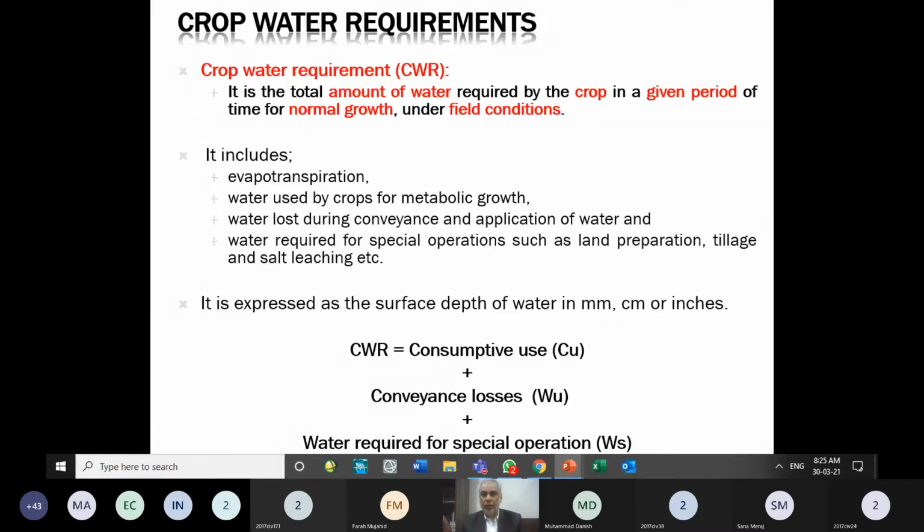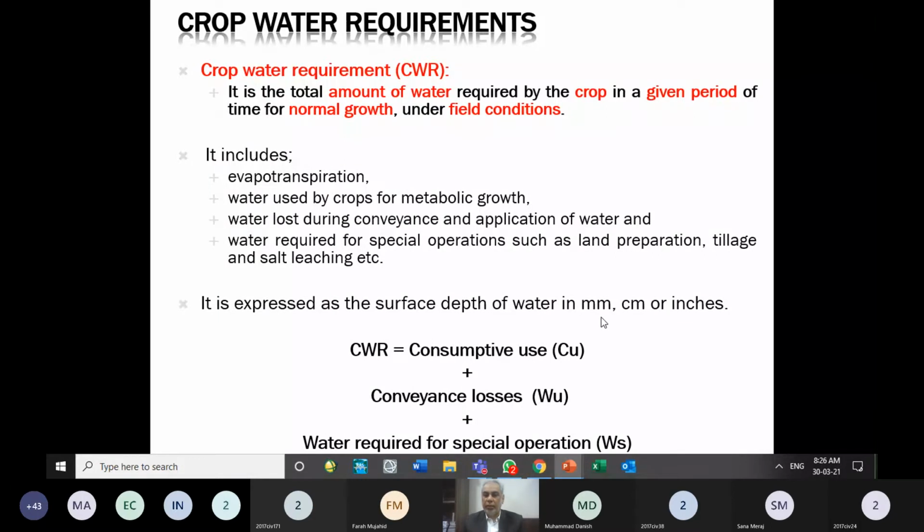So in the canal system, we know heavy losses occur: 40%, 30%, 20% losses occur in the conveyance system. So those losses should also be added in the computation of crop water requirement. In addition, if we have certain special operations we want to carry out in the field, then that water should also be added in the crop water requirement. So crop water requirement includes consumptive use, conveyance losses, and the special uses. So these three in combination are called the crop water requirement.